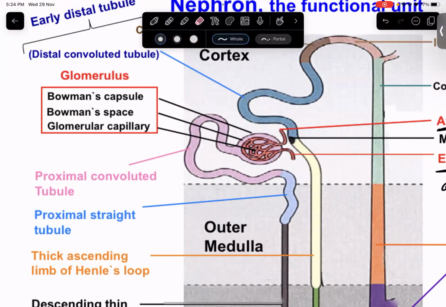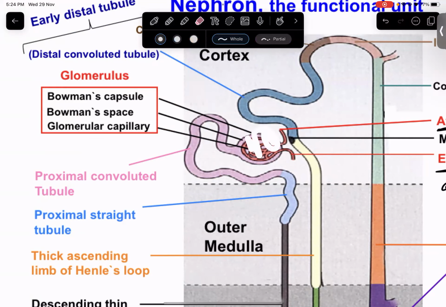The glomerular capillary is surrounded by a capsule called the Bowman's capsule, and the tiny space in between the glomerular capillary and the Bowman's capsule is called the Bowman's space, okay? So again, afferent arteriole going in, efferent going out. In the middle, we have the glomerular capillary surrounded by the Bowman's capsule, and the space in between is the Bowman's space, okay?